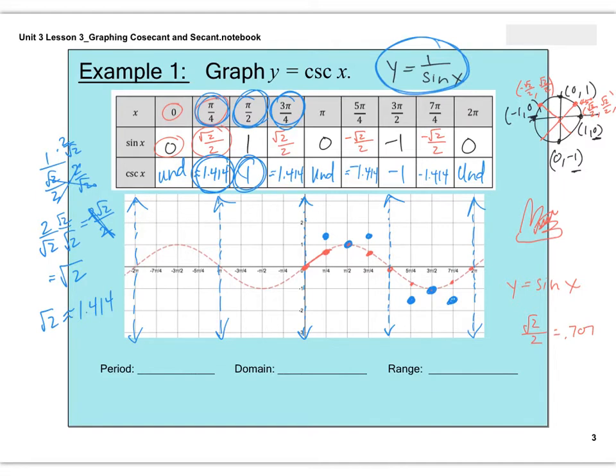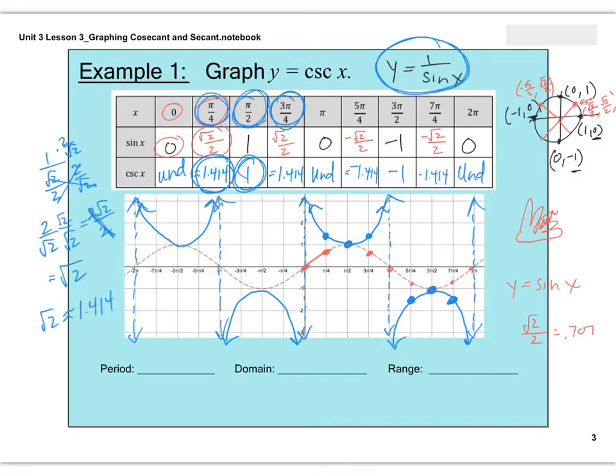Here's what you do. Connect your dots like so, and they are going to approach those vertical asymptotes, but they can never reach them. So they're going to get really close, but they can never touch. And so you can see when you graph the cosecant, it's really a reflection of the sine curve. So the graph of cosecant x is really a bunch of U-shaped branches that are between the adjacent asymptotes.